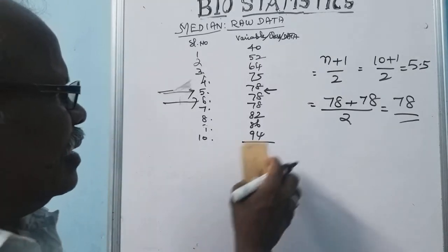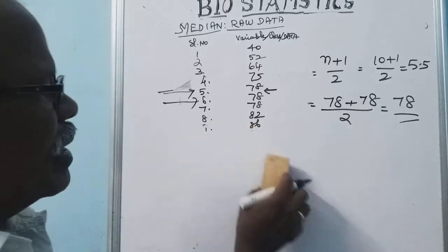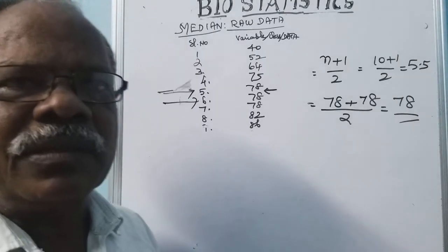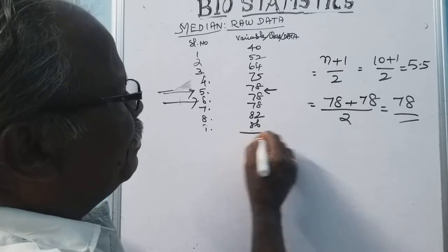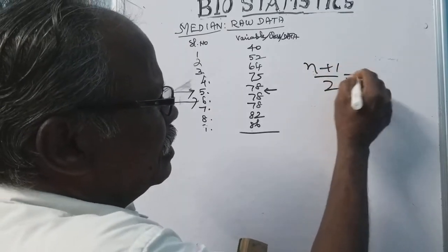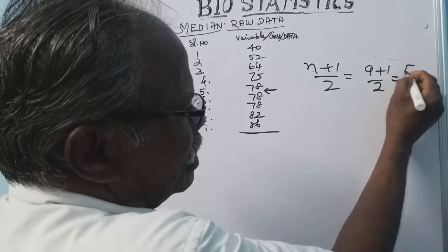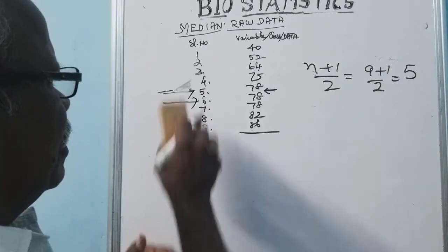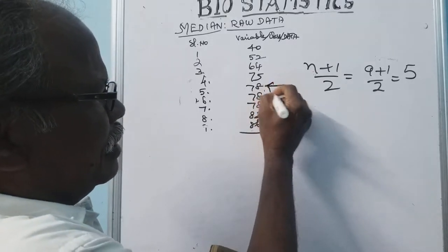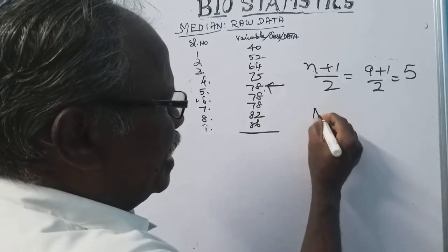Next we will see the odd number. Odd number means 9, 7, 5, 3 like that, 11, 13. So this is an odd number. For odd number, the same n plus 1 by 2 formula applies. Here it is 9 plus 1 by 2 is equal to 5. So the fifth data or variable or class is known as the median. So here the median is 78.